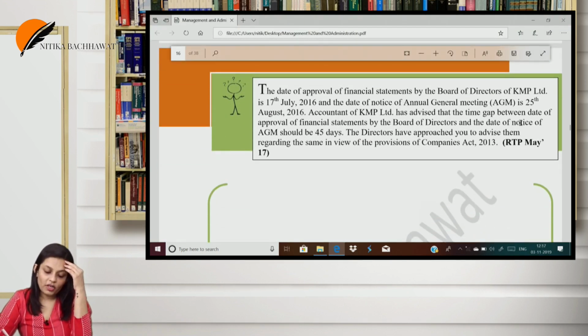The date of approval of financial statement by the Board of Directors of KMP Limited is 17 July 2016 and the date of notice of annual general meeting is 25th August 2016. The accountant of KMP Limited has advised that the time gap between the date of approval of financial statement by the Board of Directors and the date of notice of AGM should be 45 days. The directors have approached you to advise them regarding the same in view of the provisions of the Companies Act.